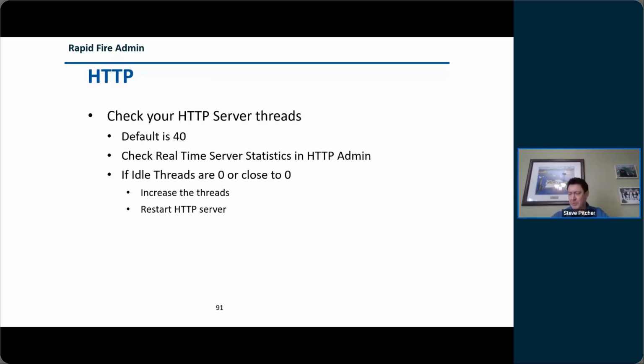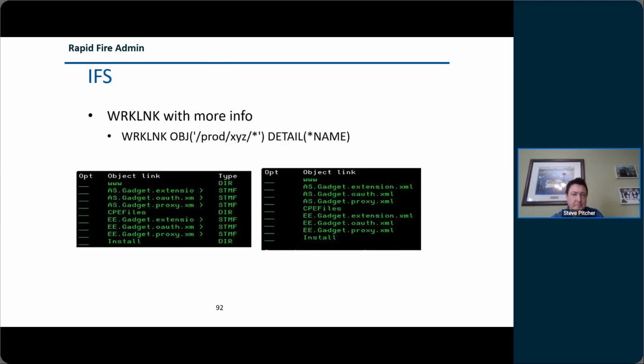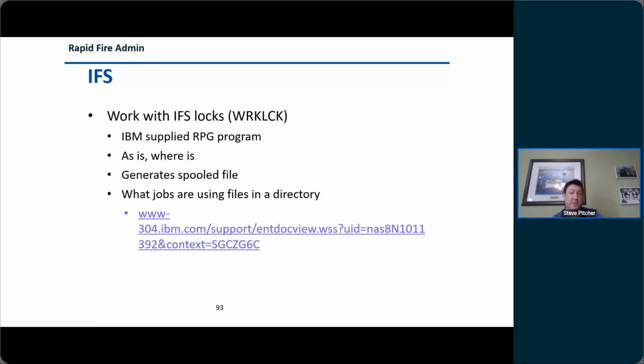Checking your HTTP server threads, the default is 40. Sometimes people have that scaled way, way down. So if you're having Apache performance problems, you might want to check that out. Riffing on some older commands, your WRKLNK. If I want to do this with DETAIL(*NAME), I get the full name. I don't get the little concatenated version on the left-hand side. I'll get the full name on the right. If you're having issues with IFS locking, you can do this with SQL. You can also do this with this utility called WRKLCK.